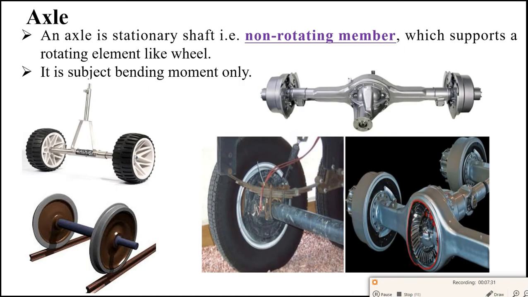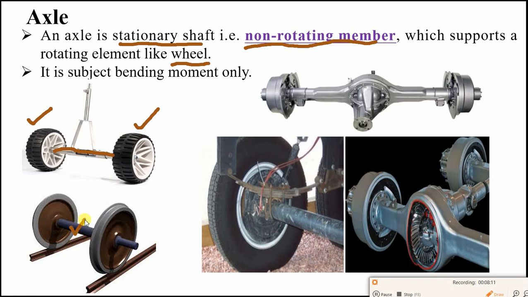Now next is the axle. An axle is a stationary component or stationary shaft. It is a non-rotating member which supports rotating elements like a wheel. Now you can see here two wheels are shown, and the part which connects to the wheels is called an axle. So it is used to support only the wheel of your vehicle.